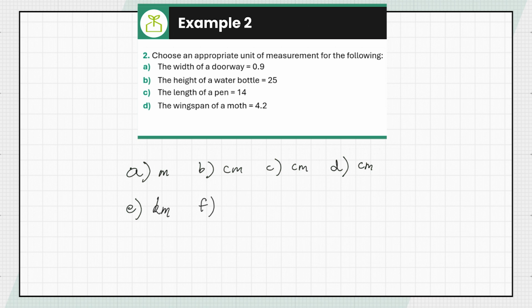And then F, the thickness of a coin is going to be 2.3 millimeters.